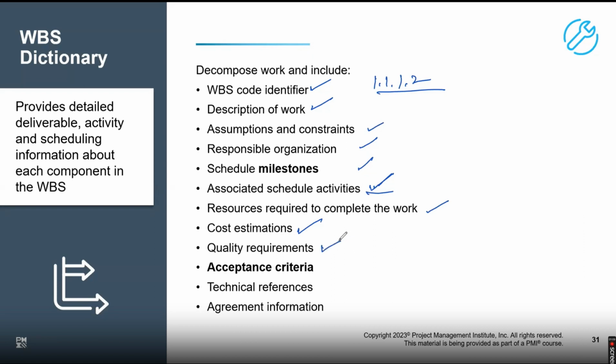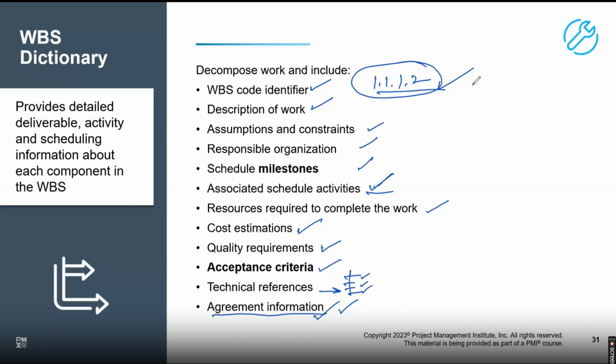Quality requirements, the acceptance criteria related to that WBS, all the acceptance criteria, any technical references, any guidelines, like global guidelines, which can be referred to and are related to that particular deliverable. You can look at what global standards say, and any agreement that we have with the contractor or vendor can be explained. So every possible piece of information related to a deliverable will be explained in the WBS dictionary.